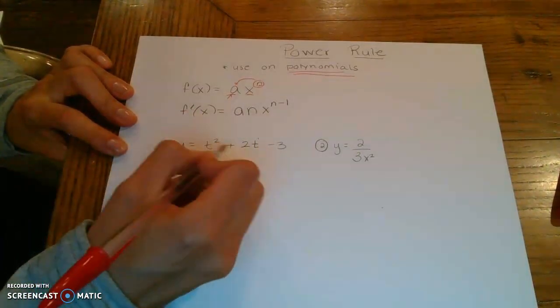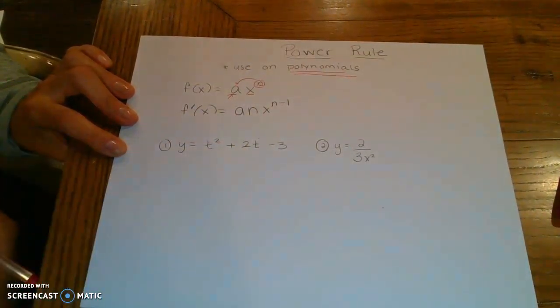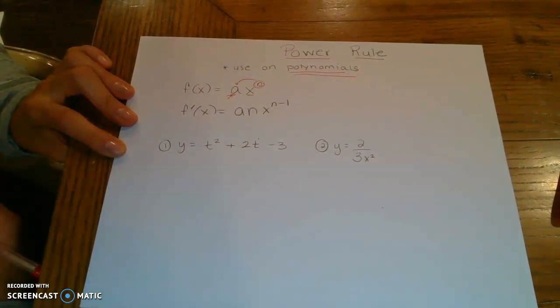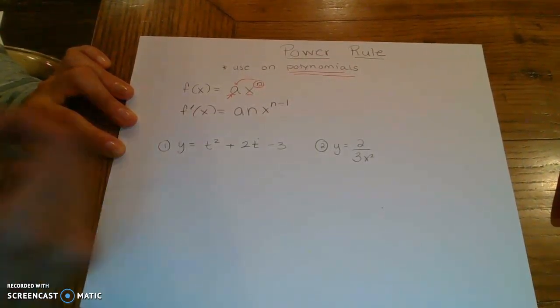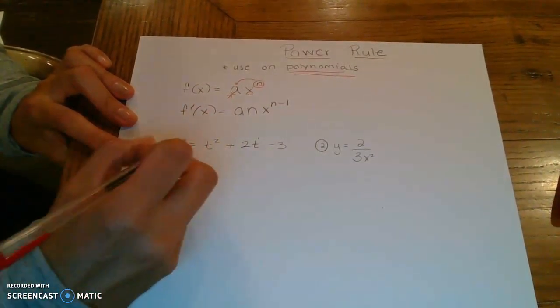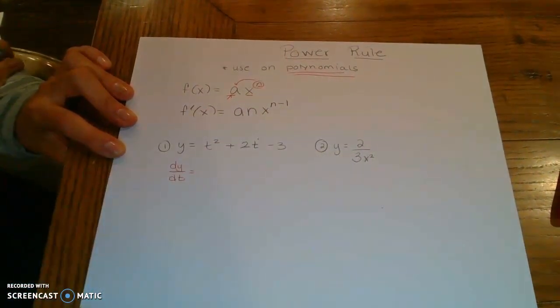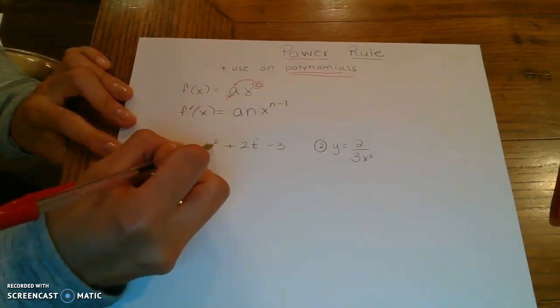If I look at this, I ask myself, first of all, is this a polynomial? Is this in the right form for me to take the derivative? And it is. I don't see any radicals. I don't see any fractions with variables in the denominator that I need to change. So I can go ahead and take the derivative. So y now becomes the derivative of y with respect to t. So I'm going to write dt instead of dx. Then I continue by taking the derivative.